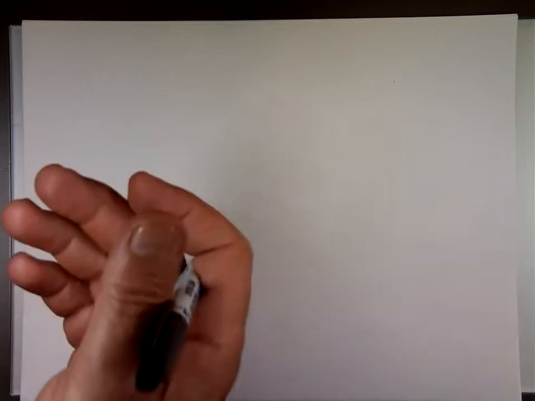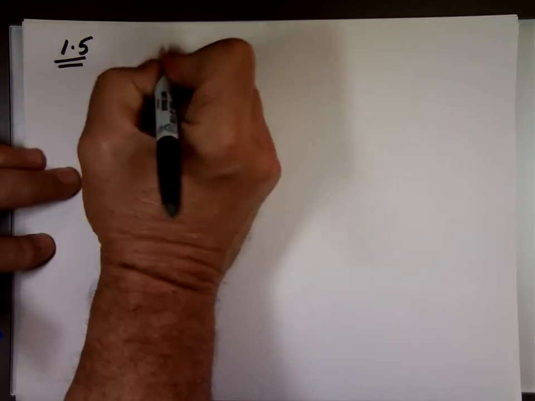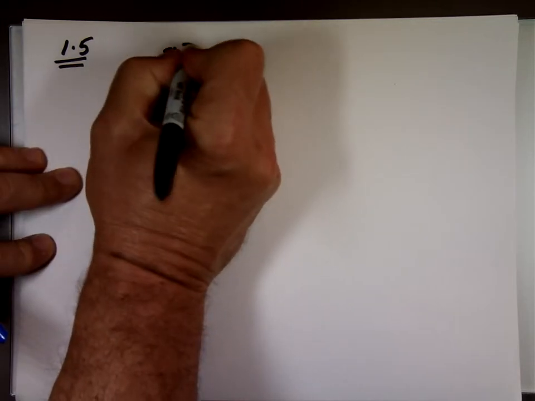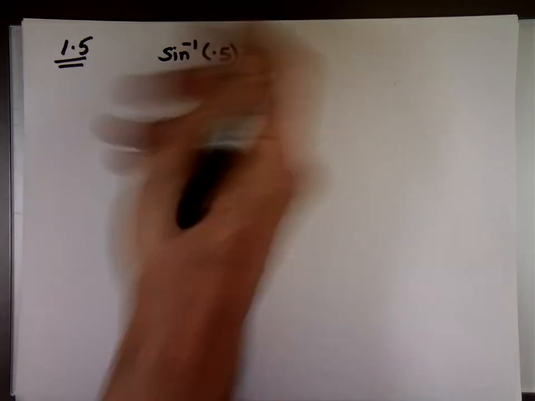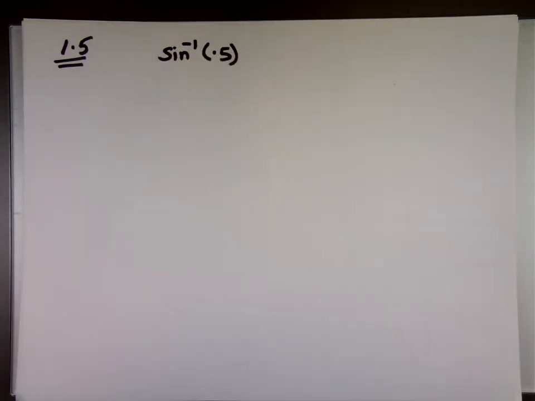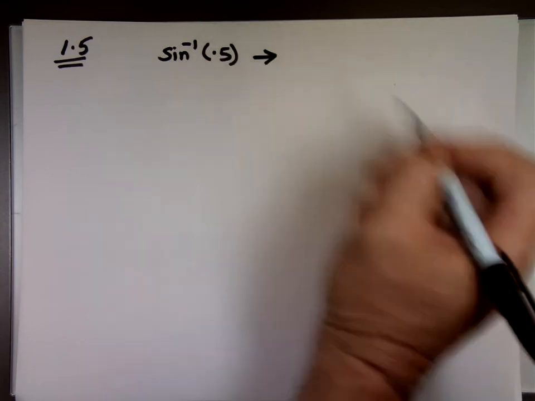So we're still in section 1.5. That's the last part of section 1.5. And the book decided to deal with trig functions. So when I look at inverse sine of 0.5, now they might not write that the way you see it. They might write that what? There's another way of writing that. Anyone?